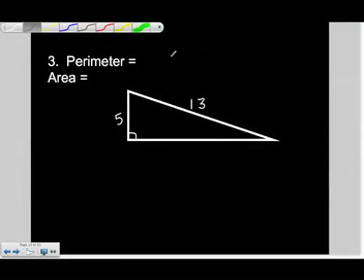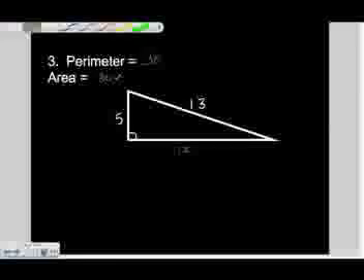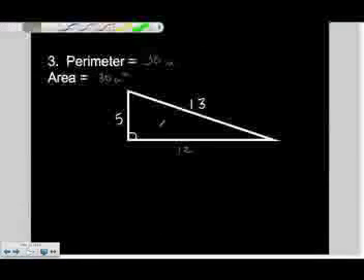You might be asked to find the perimeter and the area of a right triangle without being given one of the sides. Notice this is the right triangle. We have 5 and 13. That means this must be 12 by Pythagorean triples. So the perimeter is just the 5 plus the 12 plus the 13. I get 30. The area is just the 5 times the 12 divided by 2. So 5 times 12 divided by 2 is 30 as well. Remember to label your units.